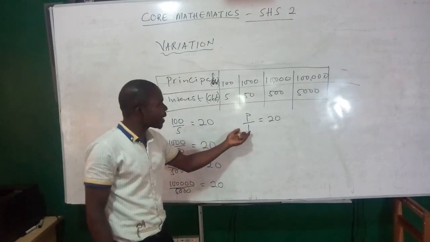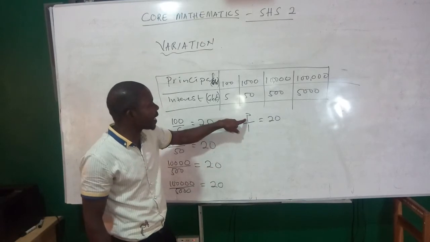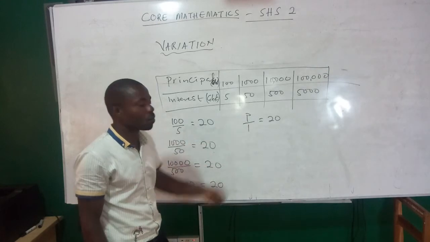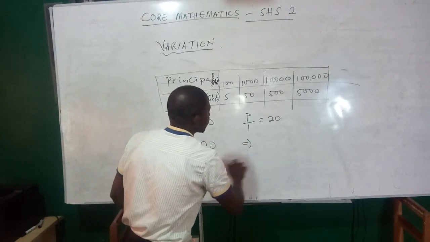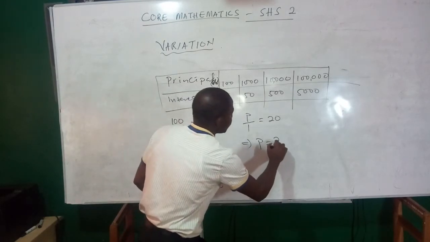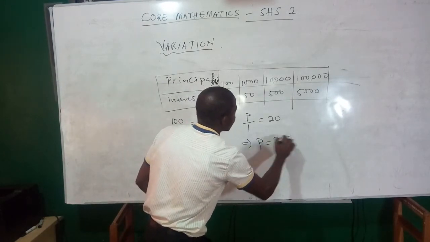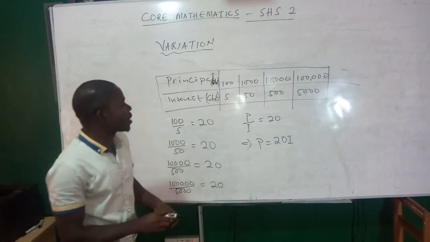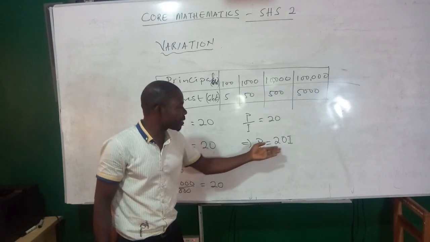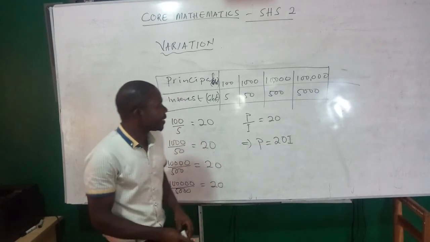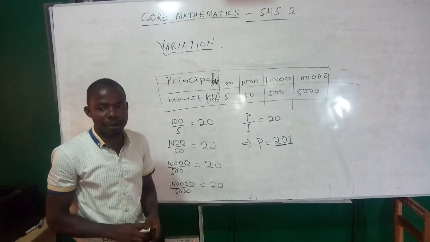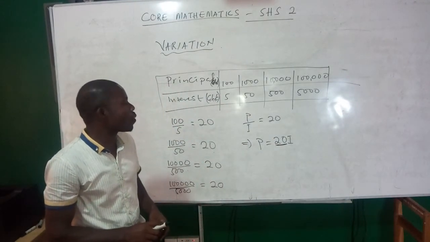In the same way, and mathematically, if we want to find the principal, then we can make P the subject here, and that will give us P is equal to 20I. This 20 is the constant of variation or the constant of proportionality.